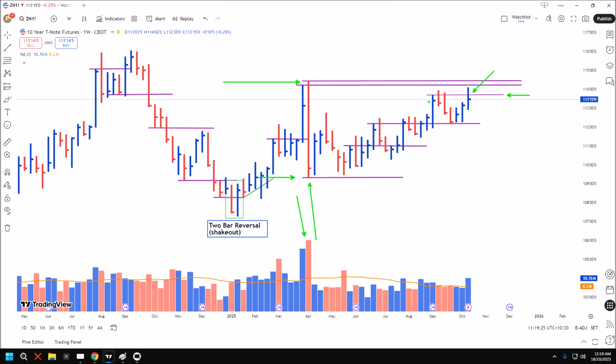And price did move up and issue a challenge to this intermediate high here. But supply was drawn out. You can see that with the increased and above average volume. And price pulled back to the relative safety found just below those highs.